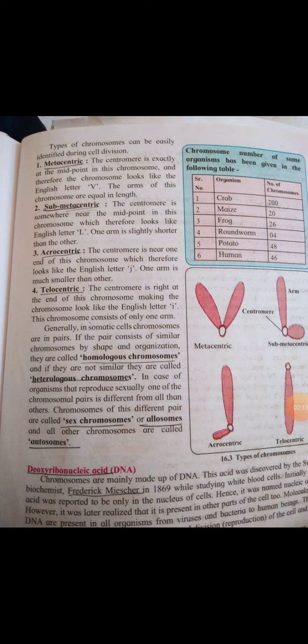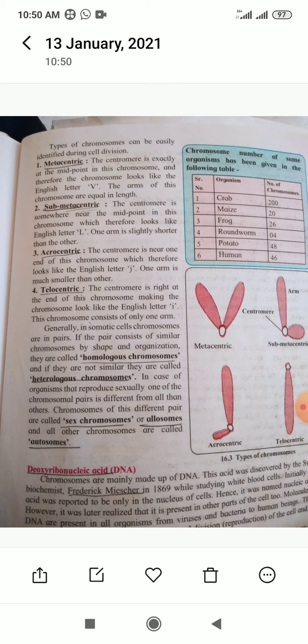Types of chromosomes. First one, metacentric. In this, the centromere is exactly at the midpoint of the chromosome, and therefore the chromosome looks like the English letter V, and that's why the arms are equal in length.